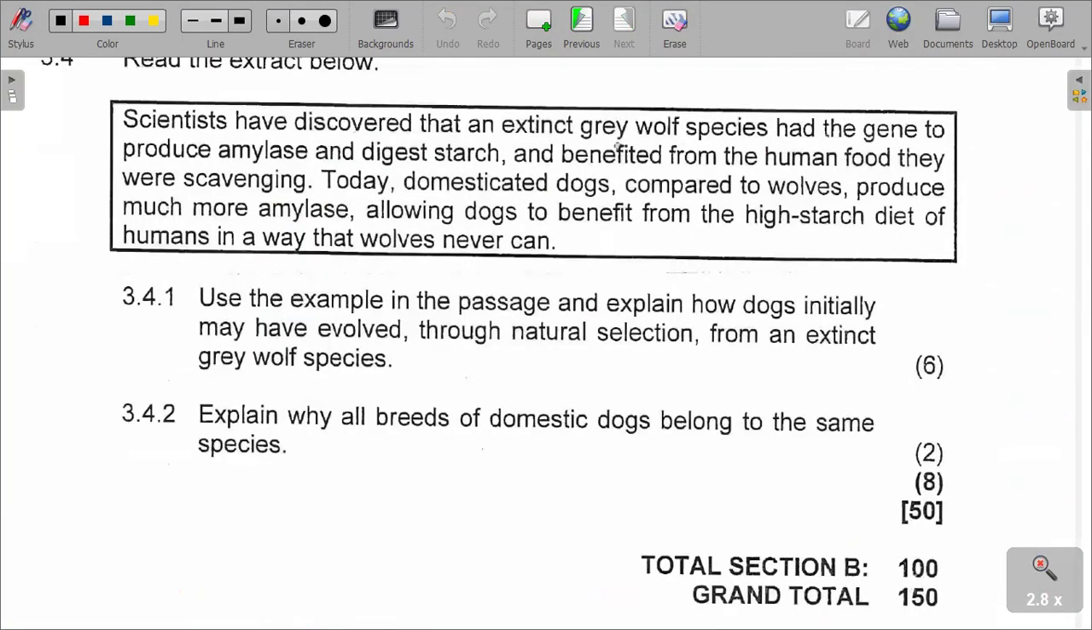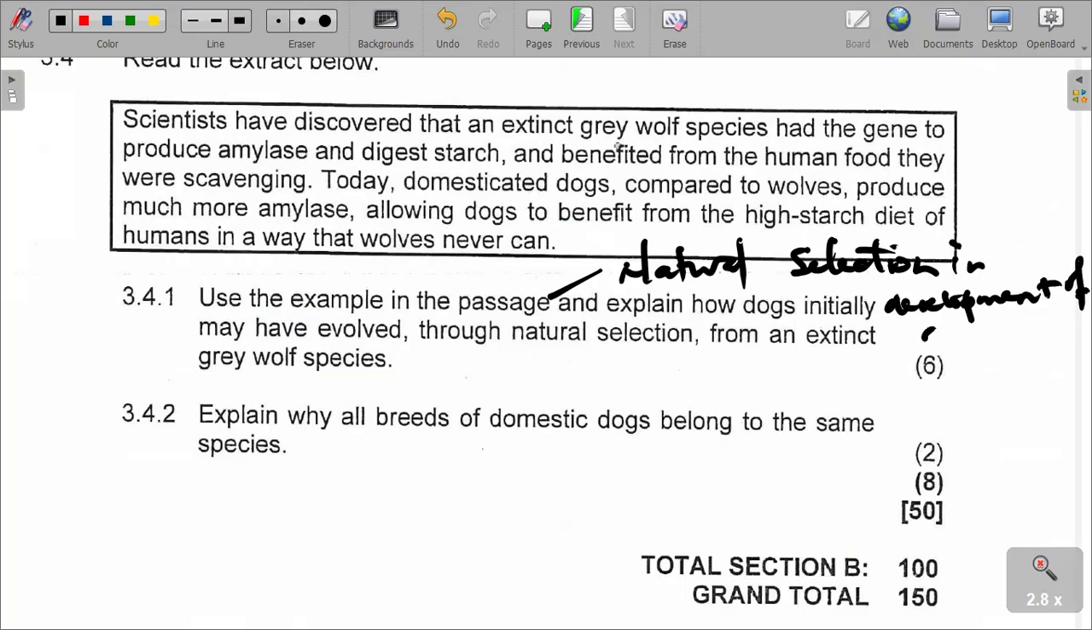3.4, use the example in the passage and explain how dogs initially may have evolved through natural selection from an extinct species. So what we need to do here, in this question, is explain natural selection in the development of dogs. In other words, what we need to know is that natural selection is the process that leads to this.